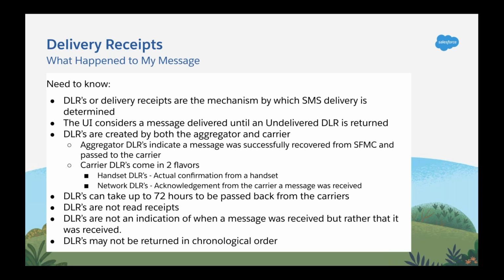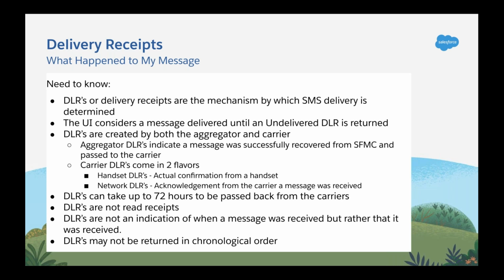And then the important ones, which are the carrier DLRs. These come in two flavors: the handset DLRs, which are the good ones, and that's actual confirmation from the handset that the message has been received by it. The second one is a network DLR, and that's acknowledgement from the carrier that the message was received. However, that is not acknowledgement from the handset itself that a message actually made it there.